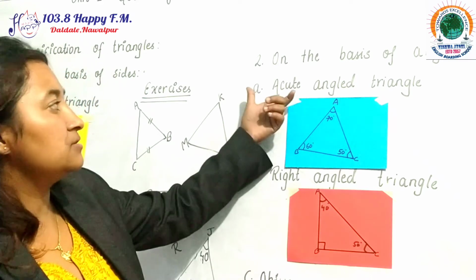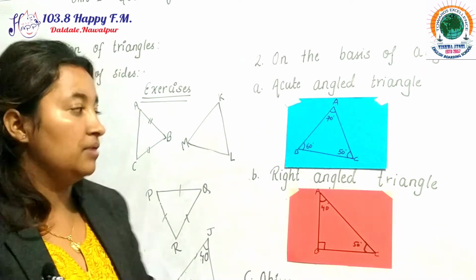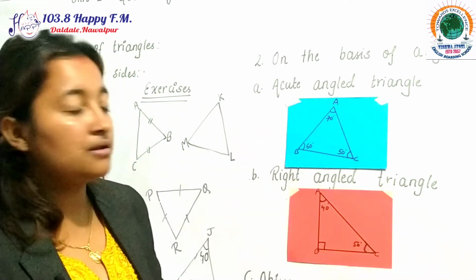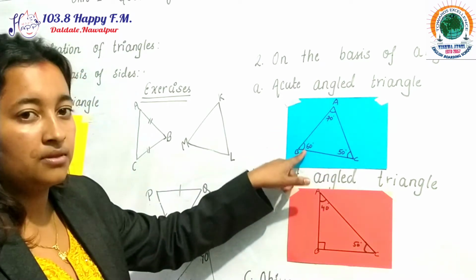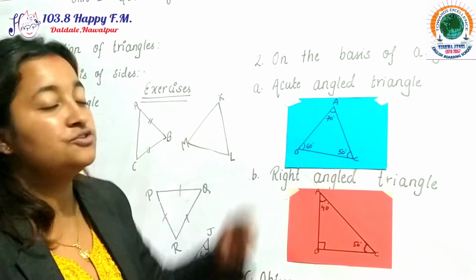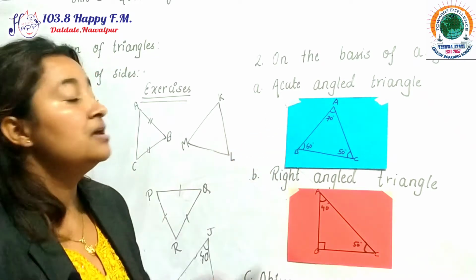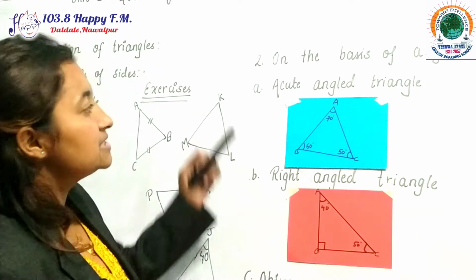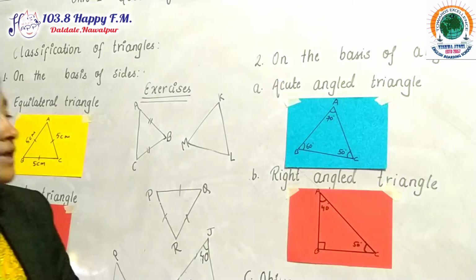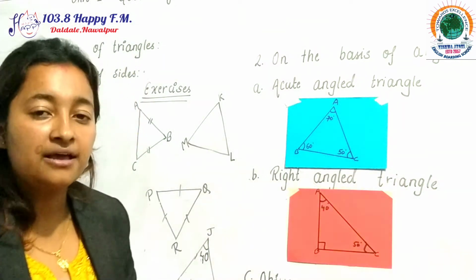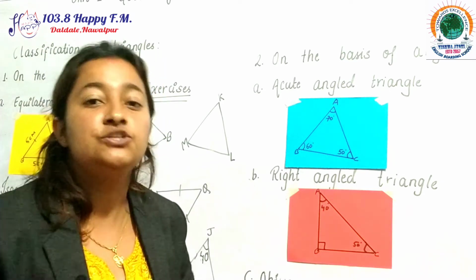So how is the triangle named as acute angle triangle? If all the angles formed in the triangle are less than 90 degrees, that is, if all the angles of a triangle are acute, then it is called an acute angle triangle. Again, I will repeat it for you. If all the angles of the triangle are less than 90 degrees, it is called the acute angle triangle.